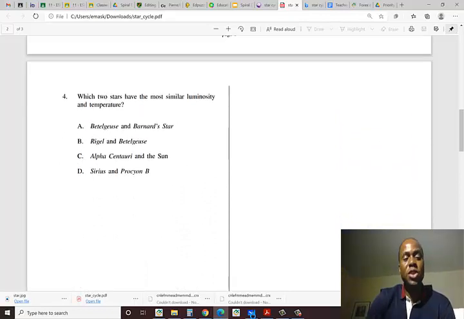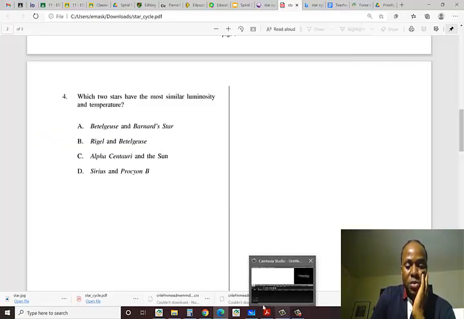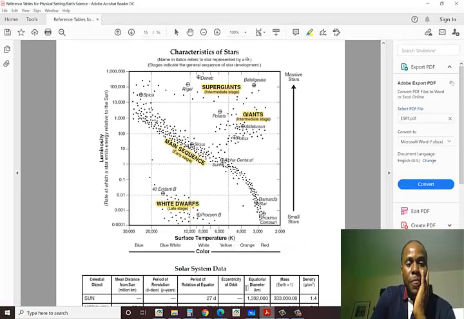So our last question before I let you go to work on your test wizard question. Question number 4. Which two stars have the most similar luminosity and temperature? A, Betelgeuse and Bennu star. B, Rigel and Betelgeuse. C, Alpha Centauri and the Sun. D, Sirius and Procyon B. Okay, so I'm going to use my Earth Science reference table to answer this question.